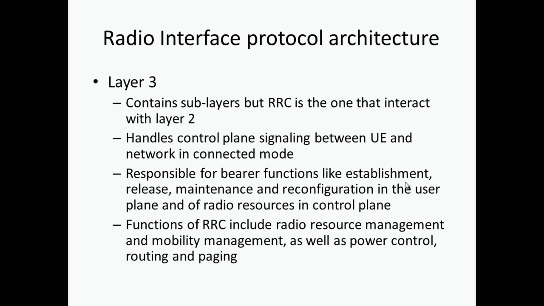The third layer is the RRC. It contains sublayers, but the RRC is the one that interacts with layer 2. It handles control plane signaling between the UE and network in the connected mode, and is responsible for bearer functions like establishment, release, maintenance, and reconfiguration in the user plane, and of the radio resources in the control plane. Functions of the RRC include radio resource management and mobility management, as well as power control, routing, and paging.